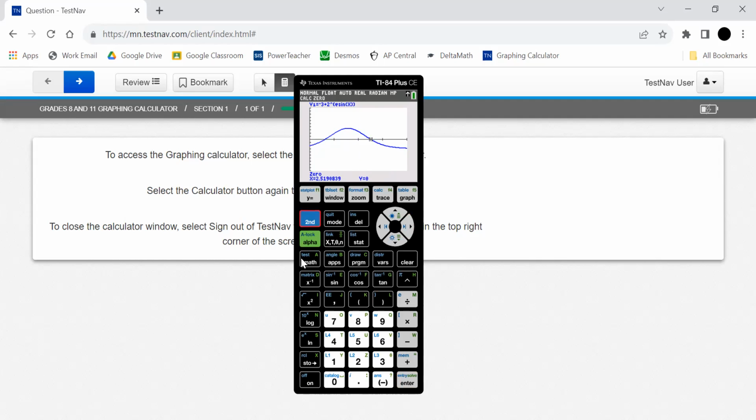Then I'll just do this again. Second trace, option number 2. And it says left bound, and now I'm way to the right of that first x-intercept. So I'll just scroll over to the left of it, hit enter, scroll to the right, hit enter again, and we end up with 0.6225087. So we've got our two x-intercepts. Let's go back to our work for a second here. List those out.